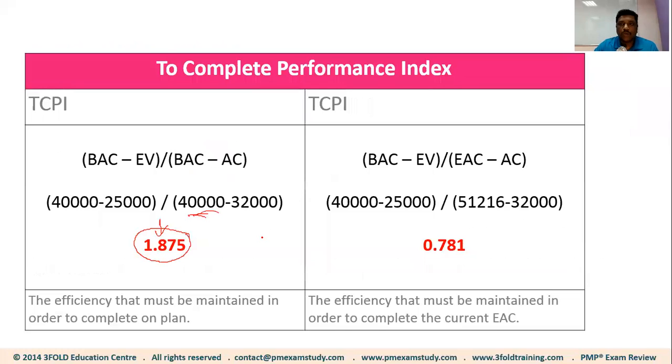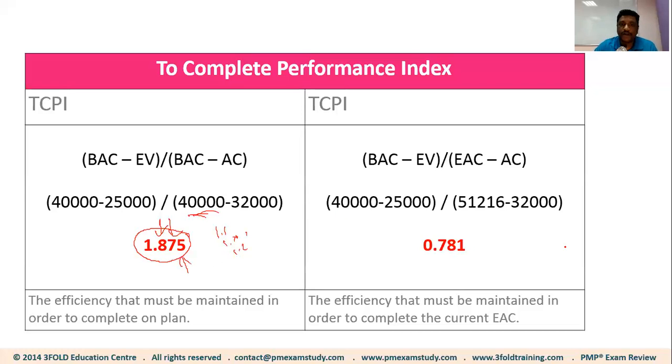Now 1.875 is really, really high. It's not possible, especially when your performance is like 0.78 now. How can you bring it to 1.875? It's really challenging unless you make some changes to the scope or don't pay your employees and don't pay the suppliers. That's not going to be possible, right? So 1.1, 1.08, 1.2, maybe we can try with increased productivity with a lot of hard work and effort, but 1.85 is too much to ask for. So that is called TCPI if you want to finish the project as per the original budget.